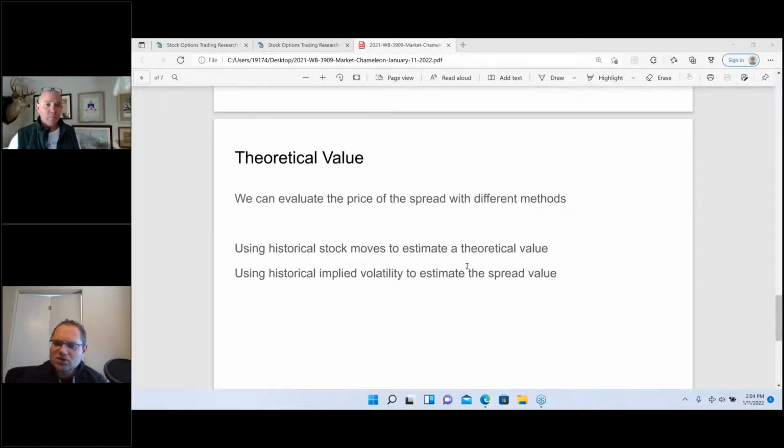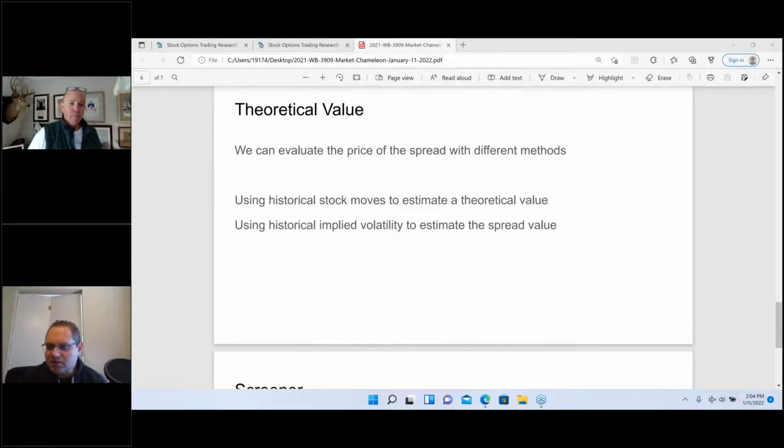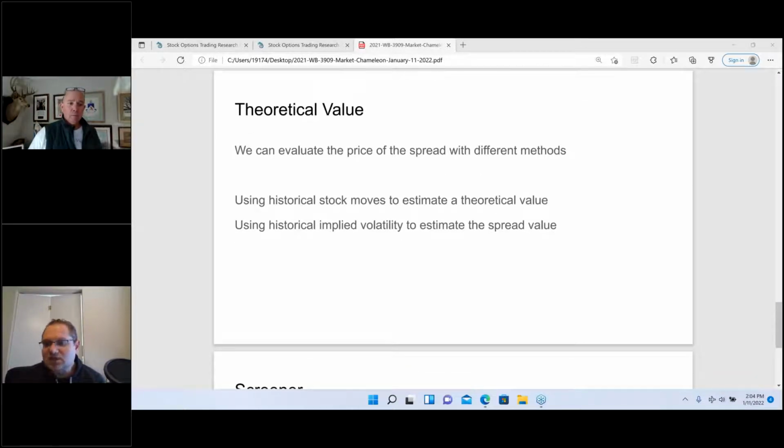Theoretical value. This is important as well, because when we're looking at a trade, one thing we might want to do is create an estimate of what we think this trade is worth, and if we could either buy a certain strategy below where we think it's worth, or sell it above, it's like you're making a little bit extra, and that's what we would consider edge. So this would be a mathematical edge.